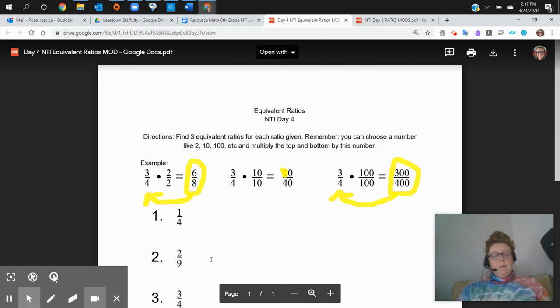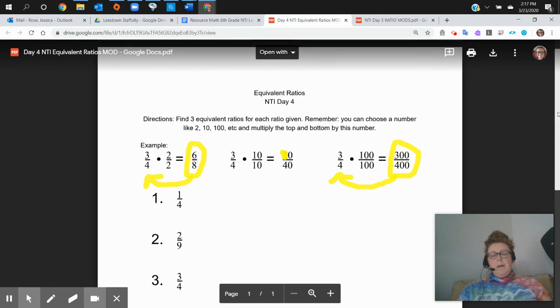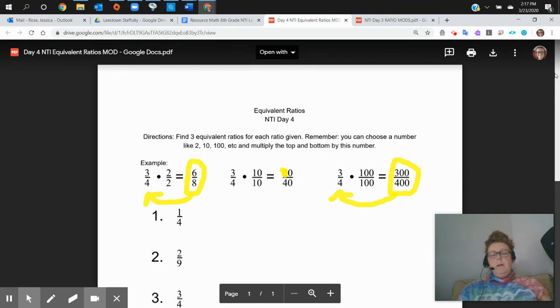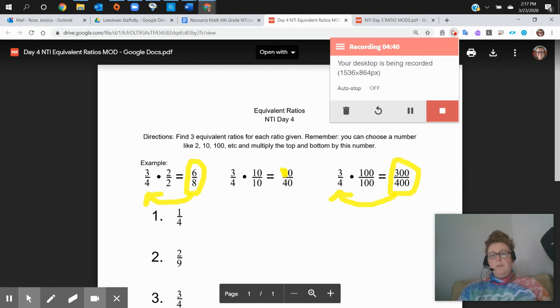So now what you're going to do is use the strategies that I've shown you to create equivalent ratios for the 6 problems here. If you need help, you're welcome to reach out to any of your math teachers or me. You can drop a comment in the links, or you can email or Zoom or text or call, however you like to communicate.